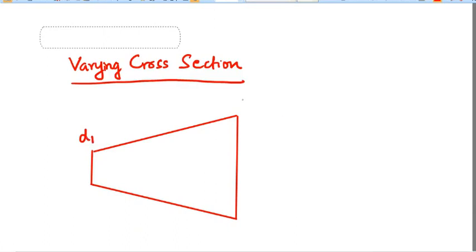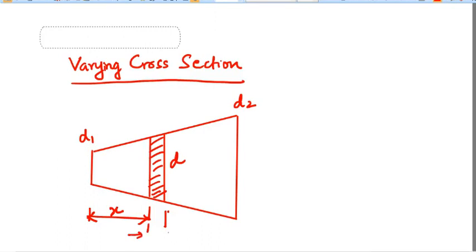Here I am having D1 and on this side I am having the diameter D2. Consider any portion between D1 and D2, a small element. The diameter of this element is small d. This element is at a distance x from the side which is having the diameter D1, and the length of this element is taken as dx. The total length is L.